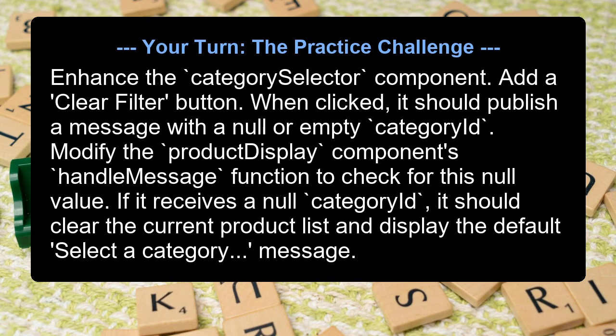Your turn, the practice challenge. Enhance the category selector component. Add a clear filter button. When clicked, it should publish a message with a null or empty category ID. Modify the product display component's handleMessage function to check for this null value.